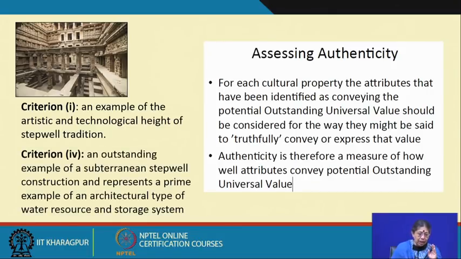Criterion 4: an outstanding example of a subterranean stepwell construction, and it represents a prime example of an architectural type of water resource and storage system. So, under these two criteria, the stepwell of Rani Ki Vav has been inscribed as a World Heritage Site. Now, let us see how this value, significance and authenticity, which is a very important part of making a case for a World Heritage Site, was handled while preparing the nomination brochure and justifying the case of Rani Ki Vav.